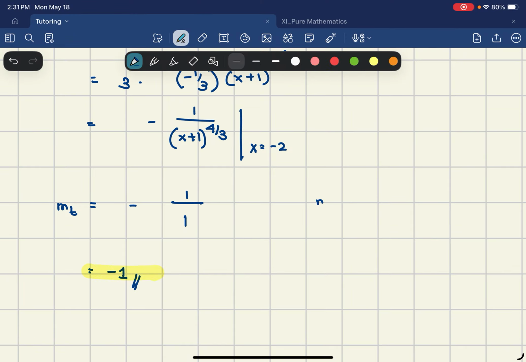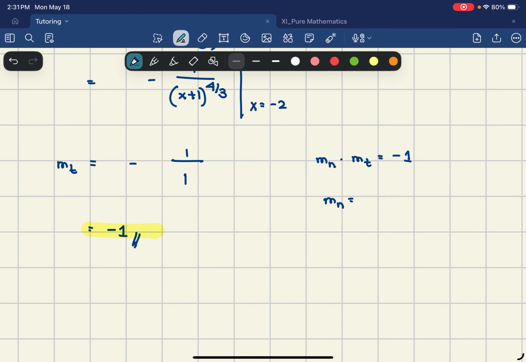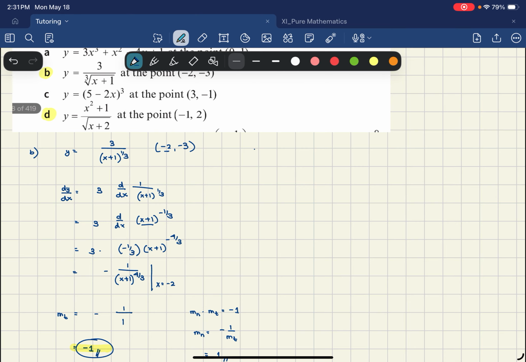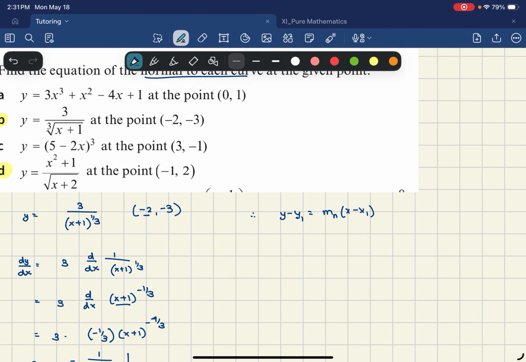Now, the slope of your normal line times the slope of your tangent line should be equal to negative 1. So the slope of the normal line should be negative 1 divided by the slope of your tangent line. So you substitute mt to be negative 1, you get slope of your normal line to be positive 1. And everything else is the same. y minus y1 equals slope of the normal line times x minus x1, because the question asks you for the equation of the normal line to each curve at the given point.